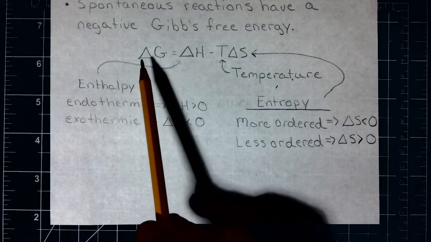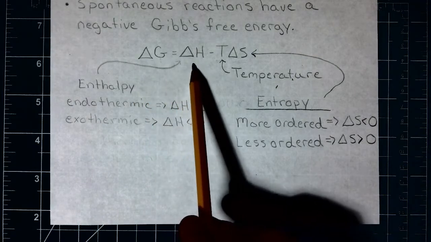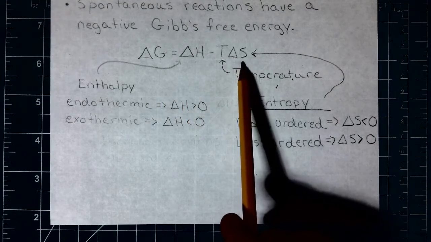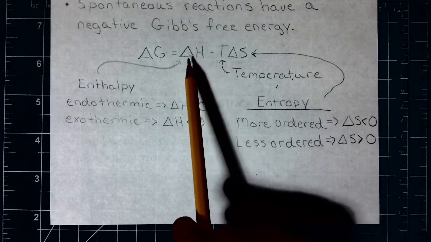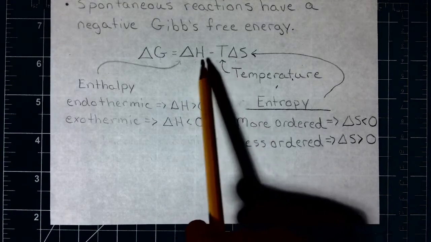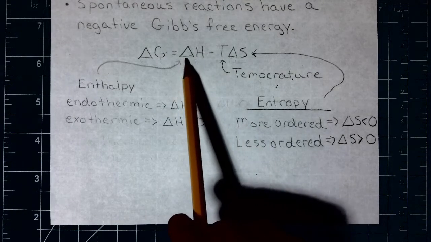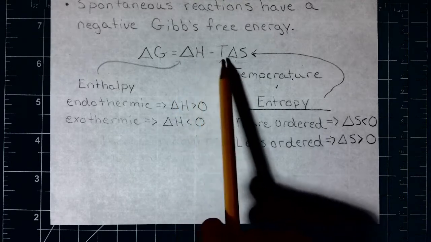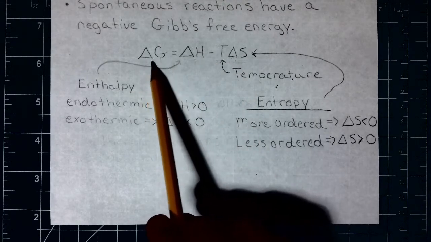So, in order for this to be negative, we need this term to be negative, and we need this T delta S term to be negative. Or we need to have this one be more negative than this one is positive, or this one to be more negative than this one is positive. In this difference here, we need to get a net negative thing.